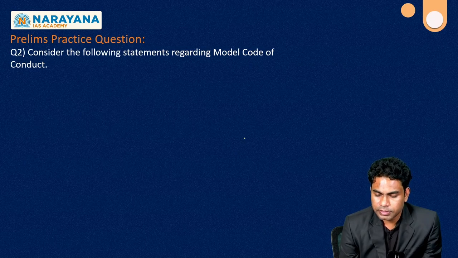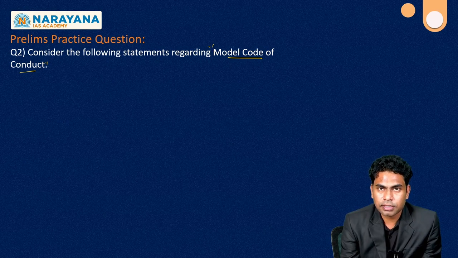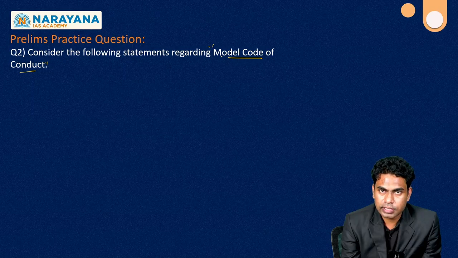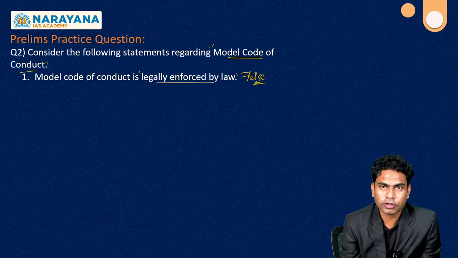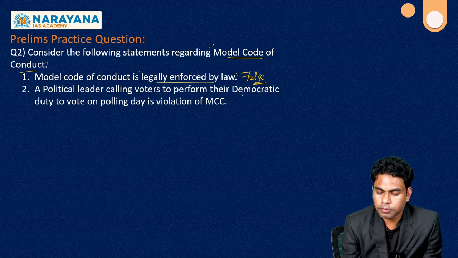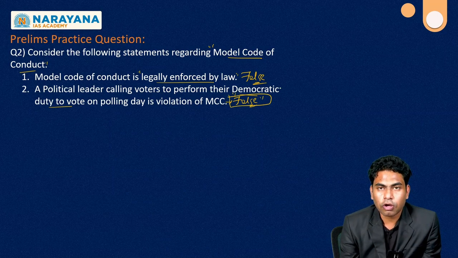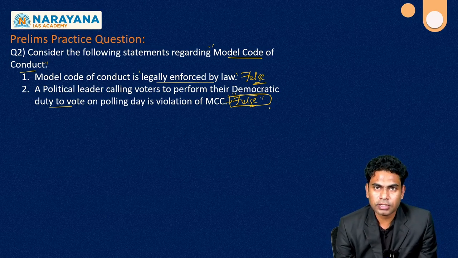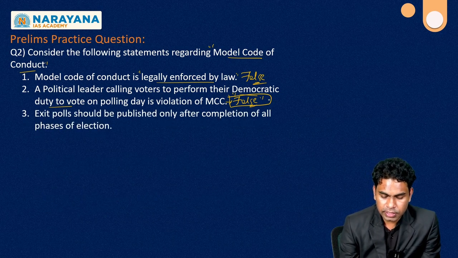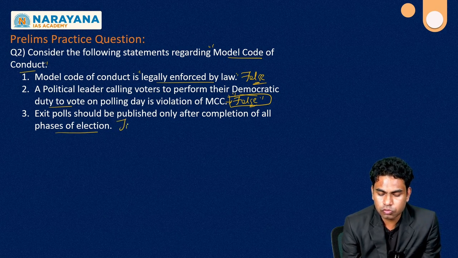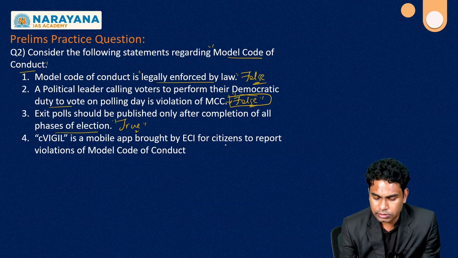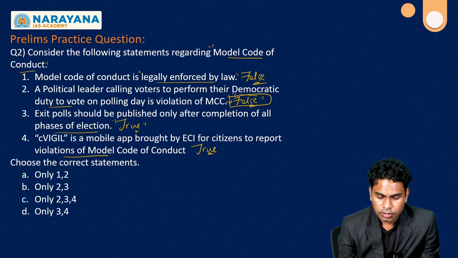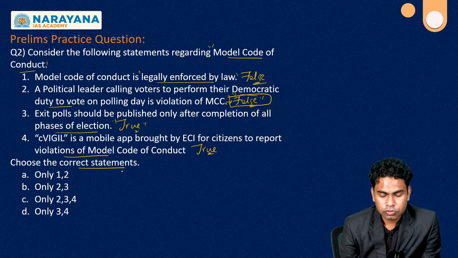Next question. Consider the following statements regarding model code of conduct. So we've seen the Election Commission implements a model code of conduct to see that the elections are conducted in a free and fair manner. First, model code of conduct is legally enforced by law. This is false, as we have seen. There is no legal backing to the model code of conduct, which is one of the criticisms. Next, a political leader calling voters to perform their democratic duty to vote on polling day is violation of model code of conduct. This is false, obviously, because mere campaigning to garner votes and educating the voters to come and vote is not a violation. Next, exit polls should be published only after completion of all phases of elections. This is true. This is one of the important recent changes that we have witnessed. cVIGIL is a mobile app brought by Election Commission of India for citizens to report violations of model code of conduct. This too is true. Now, choose the correct statements. The correct statements are 3 and 4. So the answer is D.